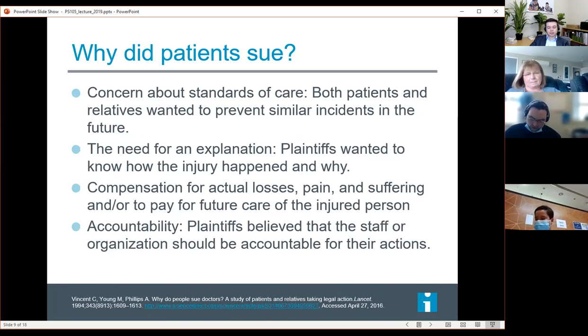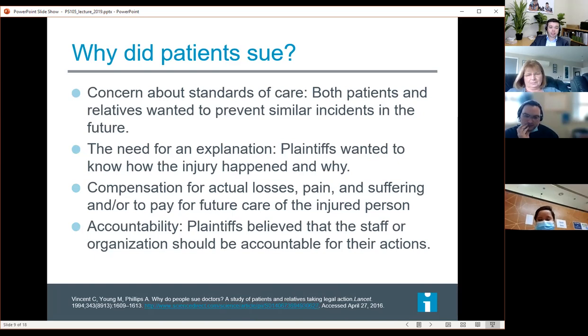Why do patients sue? Well, of course, they don't really sue much in New Zealand because we've got ACC, which stops almost all of that happening. But they still complain. And the reason they complain is because they're concerned about standards of care. They're concerned about other patients falling into the same problem.